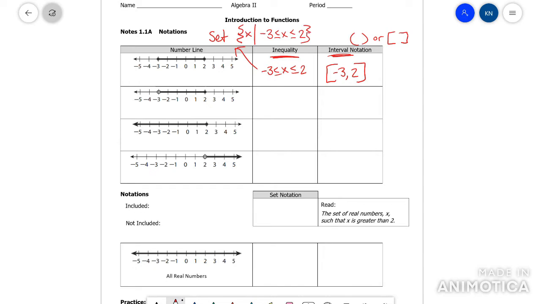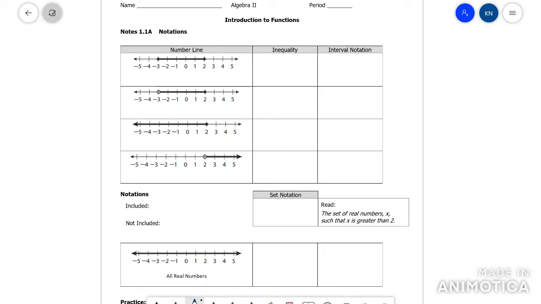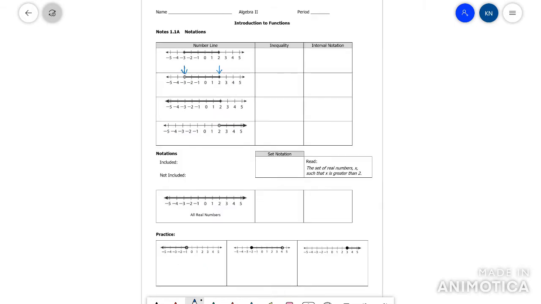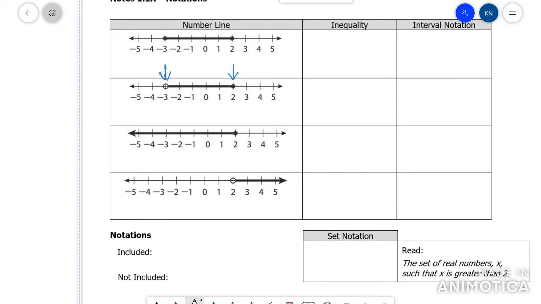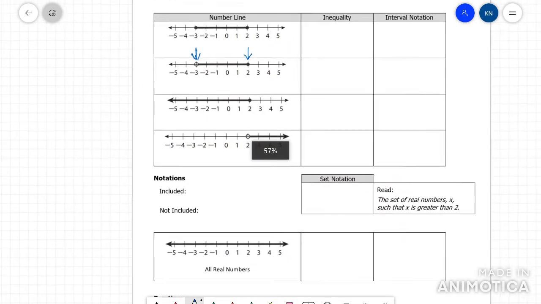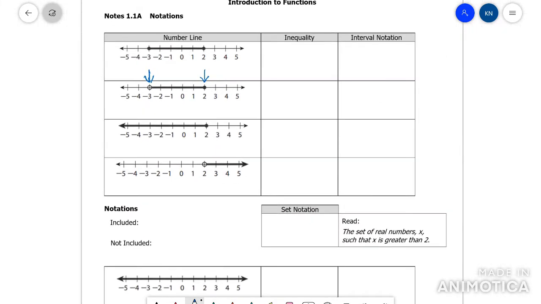Okay. Now, there are some things that you need to know. Let's use example 2. You need to be able to recognize the difference between an open circle and a closed circle. Open circles use less than symbols and they use parentheses. Closed circles use less than or equal to symbols and they use brackets. That's really all there is to it. So let's just go through some examples.